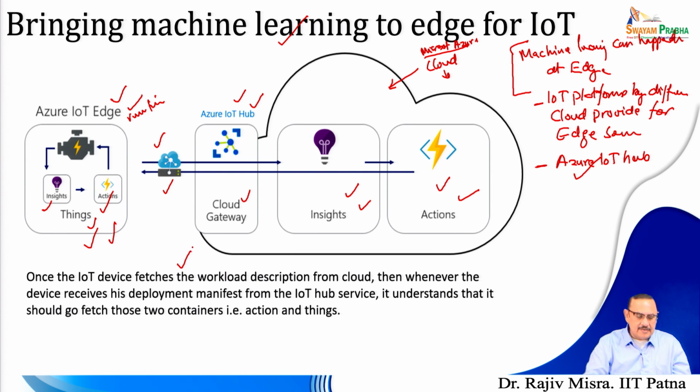So, let us understand this: once the IoT device fetches the workload description from the cloud here, whatever device receives its deployment manifest from the IoT Hub service, it understands that it should go and fetch these containers, actions and things over here.